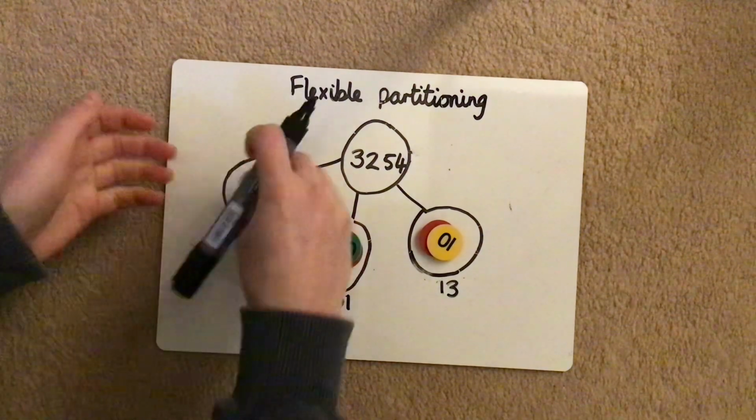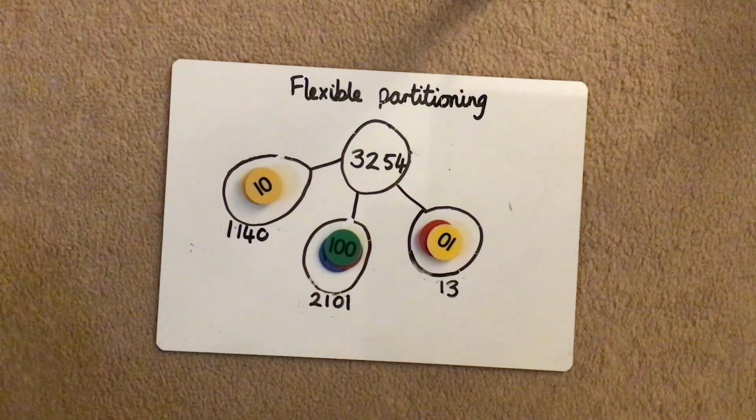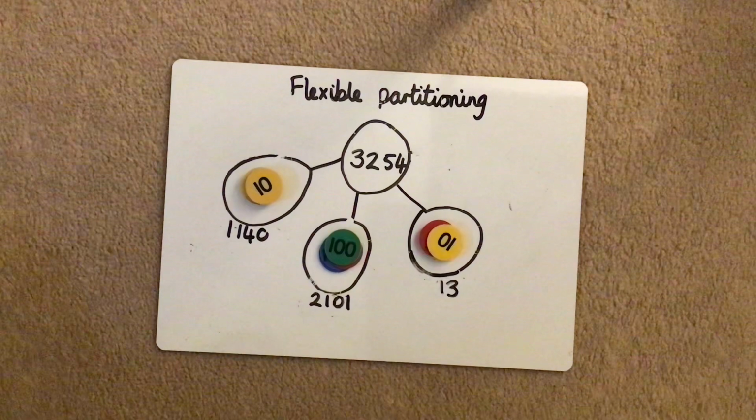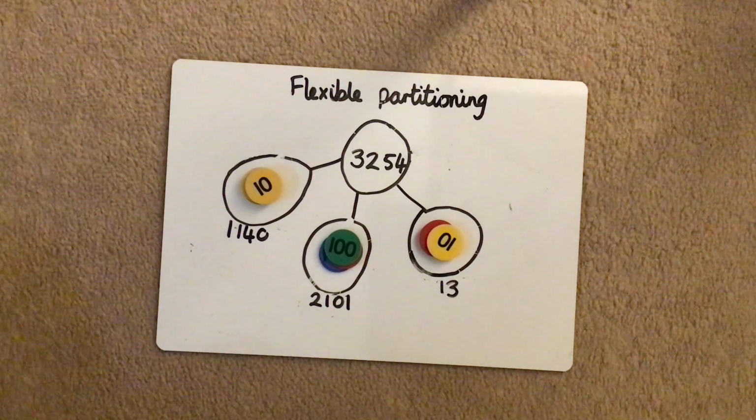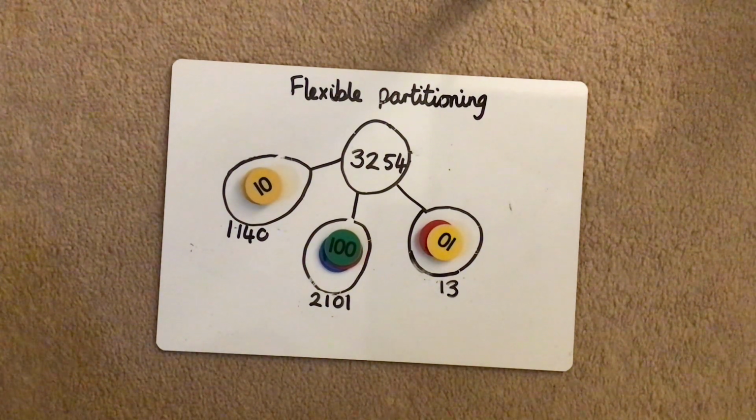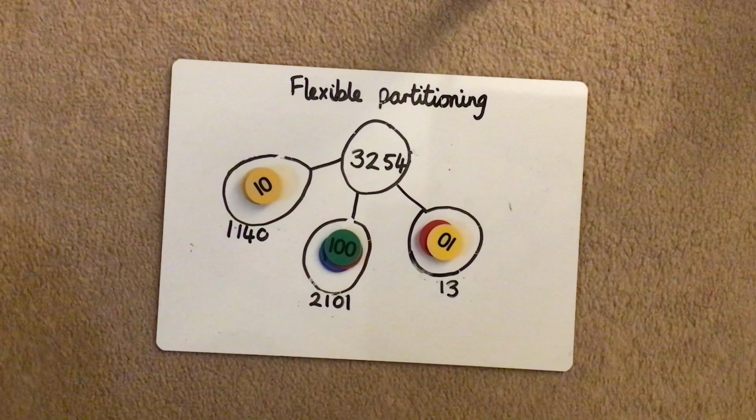Now as the children get a little bit more confident, we can take away the place value counters and they can start to just use numbers to create their flexible partitioning instead. We can also check that our calculation is correct by adding the parts and checking that they then make the whole amount.